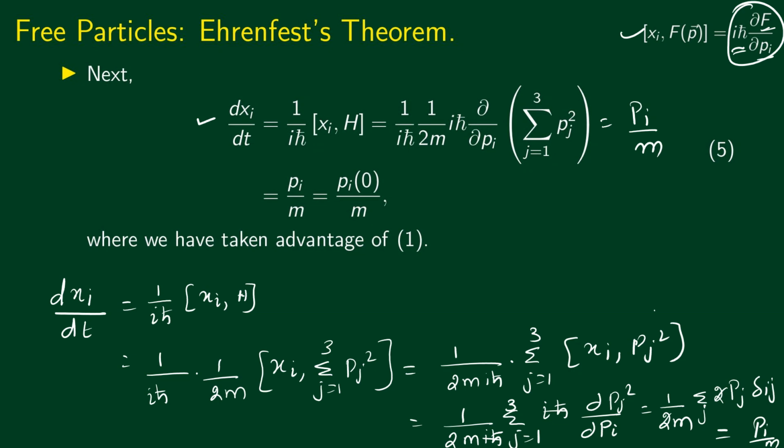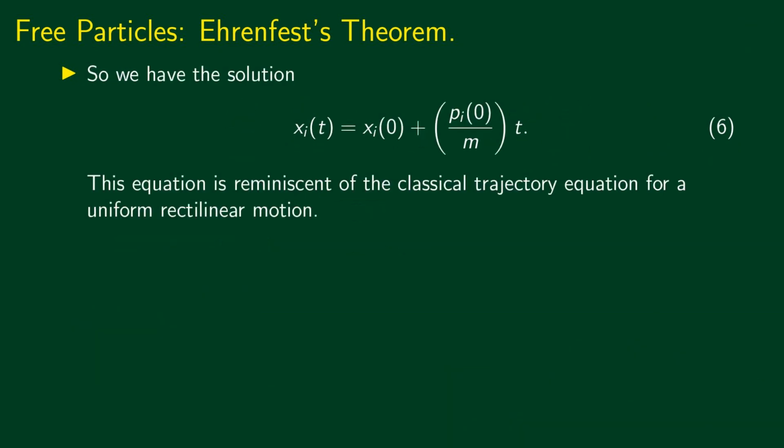Now we already noted that pi is a constant of the motion. So pi at any time is the same as pi of 0, which means that you can write this also as pi of 0. So here we have dxi/dt equal to pi of 0, that is pi at time t equal to 0, divided by the mass. Now we have the Heisenberg equation of motion for xi. We obtained it as dxi/dt equal to pi of 0 divided by m.